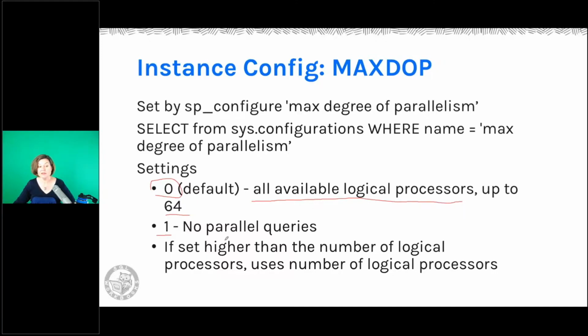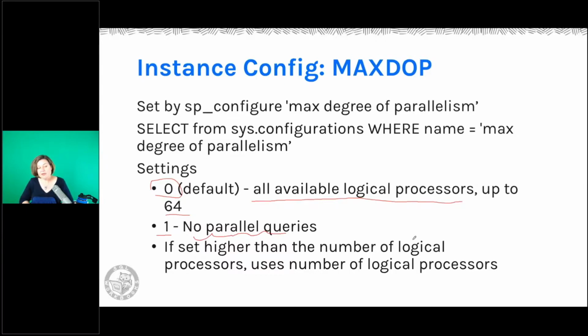MAXDOP 1 means no parallel queries. Now this can actually be overridden. We'll look at forcing parallelism later on. There are ways that you can hint a lot of different things. A clever user could force parallelism even when you've said the degree of parallelism is 1. In other words, no parallelism.